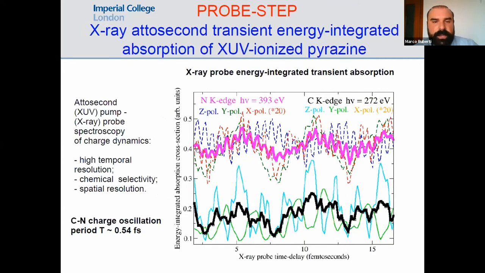When doing so, we can compute the energy-integrated absorption. Its time dependence reveals the charge dynamics, which happens with spatial resolution at nitrogen and at carbon. As you can see, it is characterized by the two periods that I was talking about before: a long 5 femtosecond period, where the nitrogen and carbon K-edge signals oscillate in phase, and another faster period around half a femtosecond, which shows an out-of-phase oscillation between the carbon and nitrogen signals, reflecting the fact that this time scale is an oscillation of charge between the carbon and nitrogen atoms.